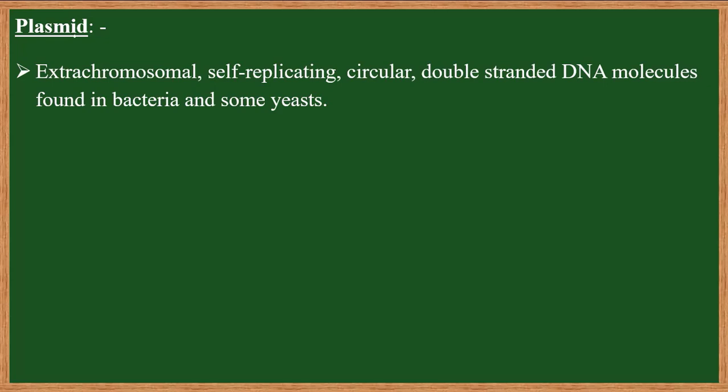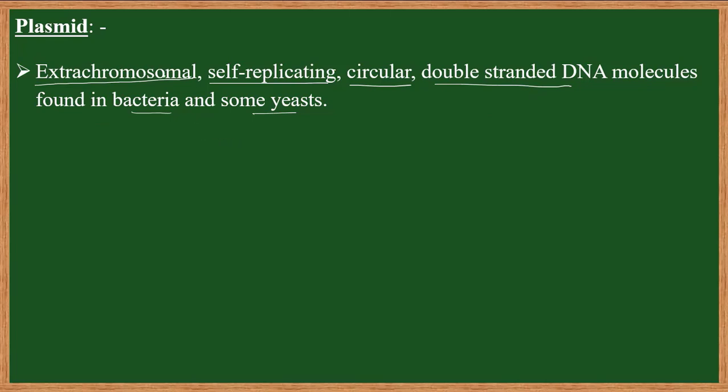Next topic, we will take one by one. First vector: plasmid. This is a very simple type of vector. What is the meaning of plasmid? It is extrachromosomal DNA present mostly in prokaryotic cells, mostly in bacteria. This also acts as a vector. Plasmids are extrachromosomal, self-replicating, circular, double-stranded molecules found in bacteria and some yeast.